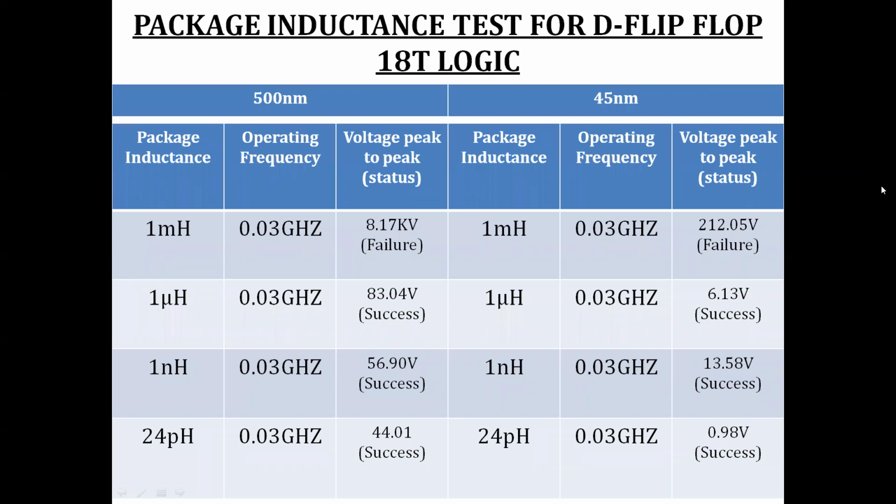Here we examine the power supply noise for different packages at the same operating frequency, which is 0.03 GHz, for 500 nanometer and 45 nanometer technology in the 18T CMOS D flip-flop. After examining all the parameters, we see that only 1 millihenry at 0.03 GHz operating frequency for both technologies shows failure, while other parameters show success.